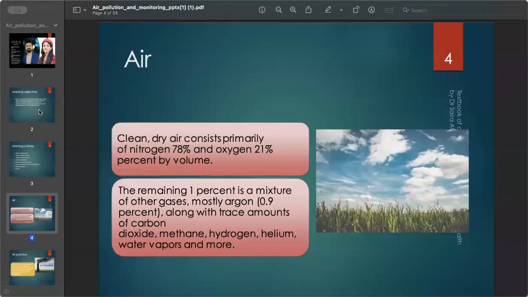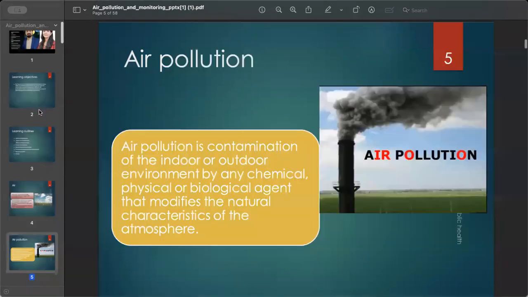Air. Clean, dry air consists primarily of nitrogen 78% and oxygen 21% by volume. The remaining 1% is a mixture of other gases, mostly argon 0.9%, along with trace amounts of carbon dioxide, methane, hydrogen, helium, water vapor, and more.